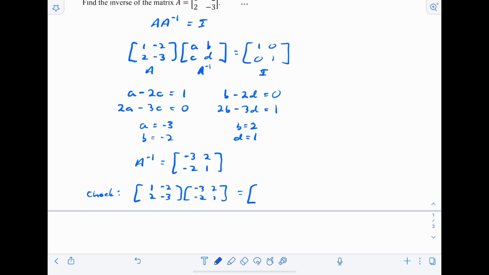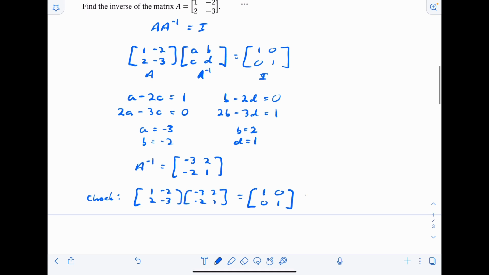When I multiply these together, -3 and +4 is 1. +2, -2 is 0. -6, +6 is 0. 4 minus 3 is 1. And sure enough, I get the identity matrix when I multiply those two together, telling me that that is the inverse of A.